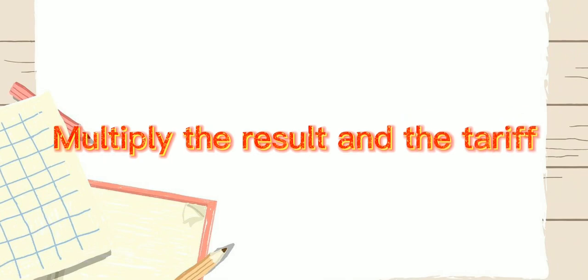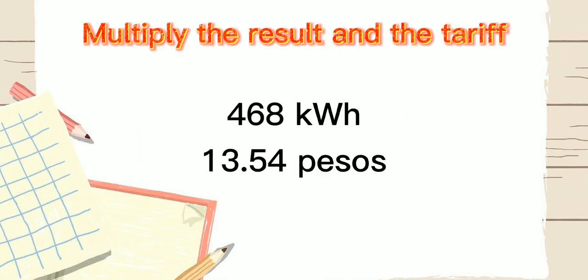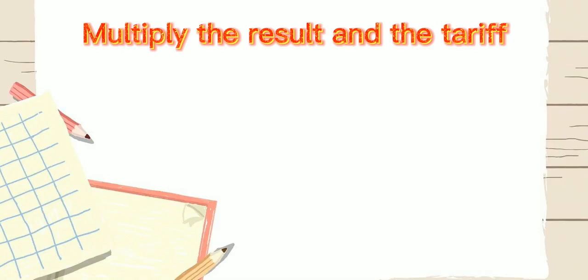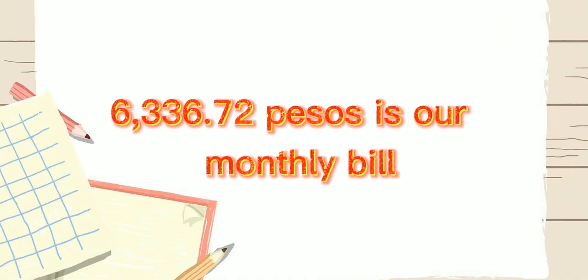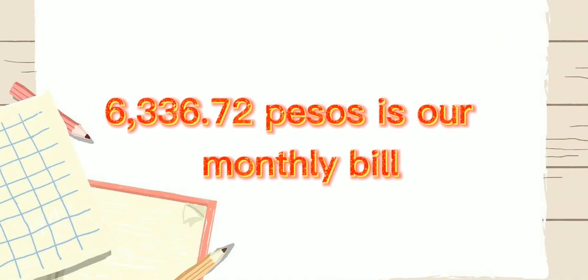Next thing to do is to multiply the result in the tariff. We have 468 kilowatt hour and 13.54 pesos. Now let's multiply. 468 kilowatt hour times 13.54, that would be 6,336.72 pesos. The result, 6,336.72 pesos, is our monthly bill.